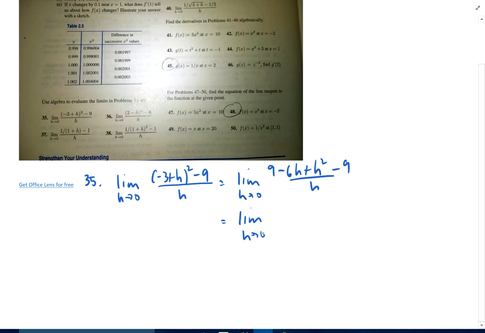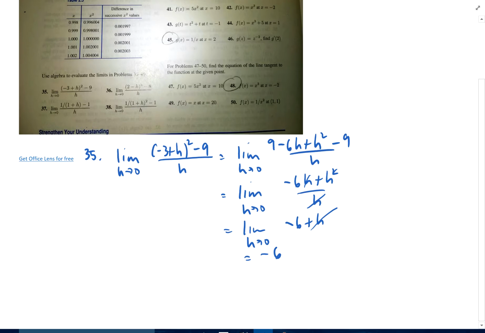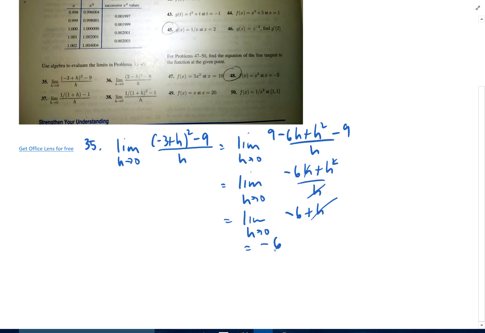Limit as h approaches 0 of negative 6h plus h squared over h. Of course, the h's cancel, so that's the limit as h goes to 0 of negative 6 plus h, and as h goes to 0, that goes away. So it's negative 6. So what is equal to negative 6? This right here. Okay, and that happens to be, well, let me leave it at that for right now.